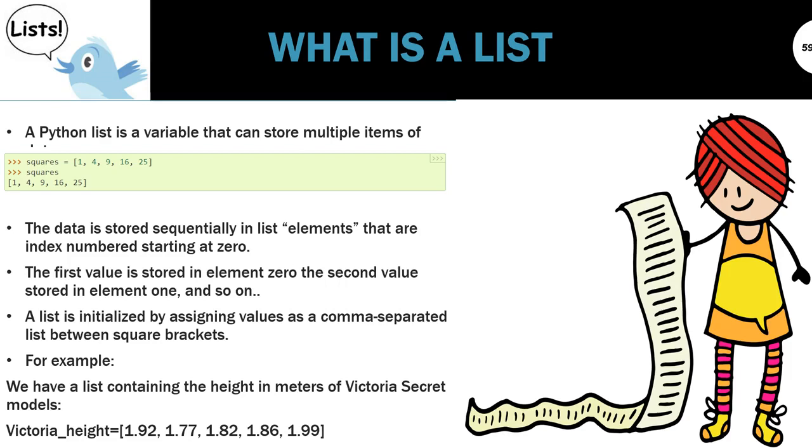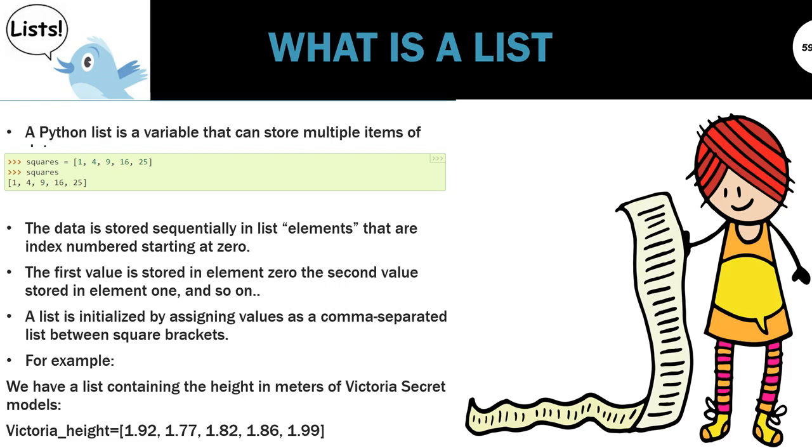So what is a list? A Python list is a variable that can store multiple items. We already saw some examples. As you can see here, we have the variable squares, and it is assigned a list with different elements. The elements in this case are numbers, but truly lists could have any element inside of the square brackets.